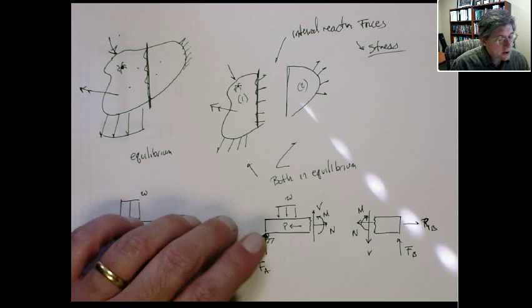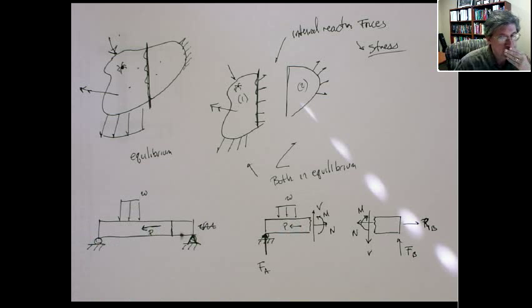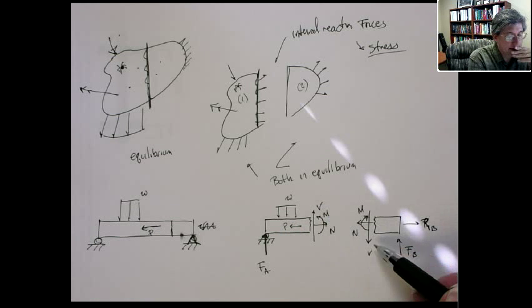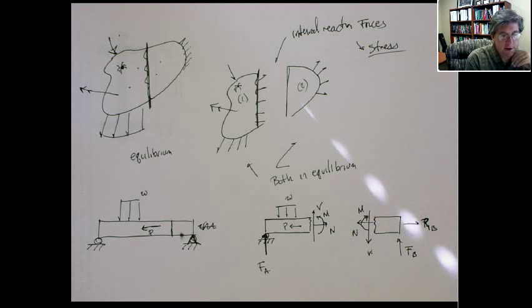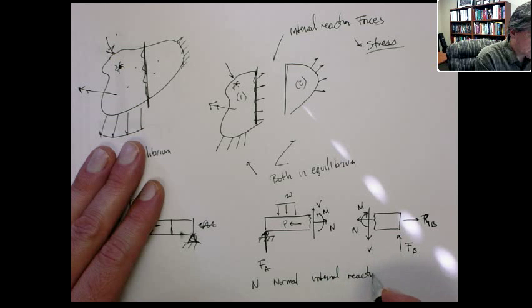Now, these internal reaction forces and moments are equal and opposite. Right? So, V, as I've drawn here, has the same magnitude as V here, just in the opposite direction. Likewise with M and N. Okay? So, N is the normal force, V is the shear internal reaction force, and M is the internal reaction moment.